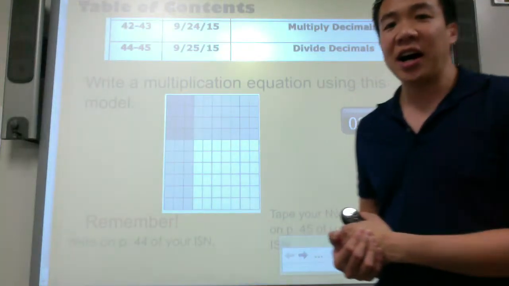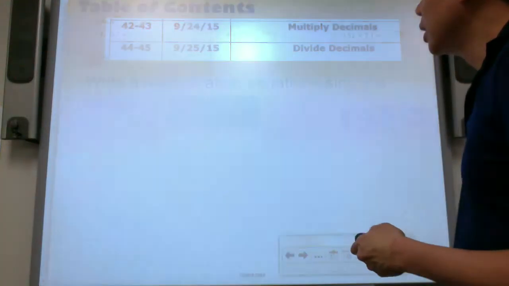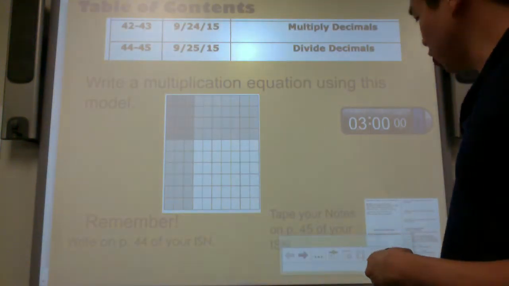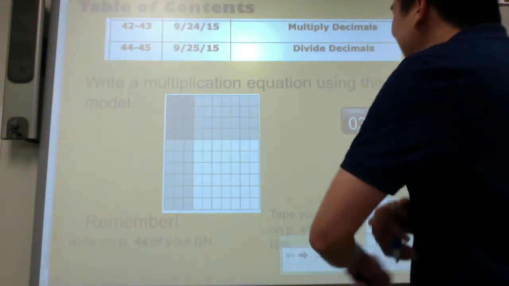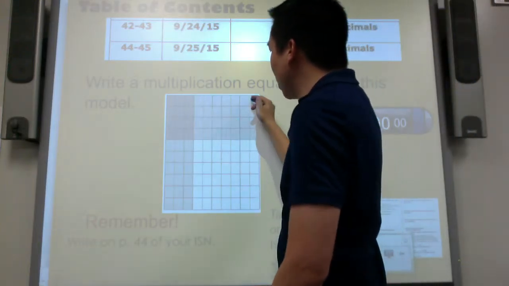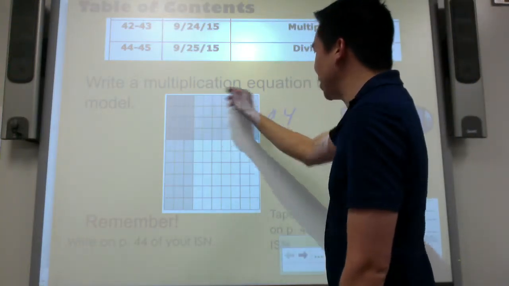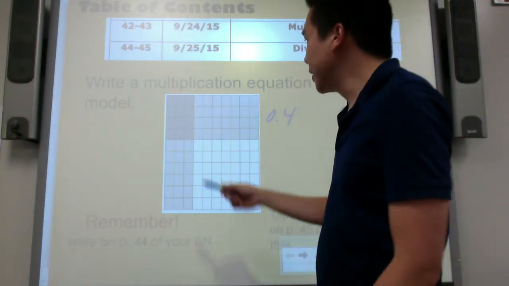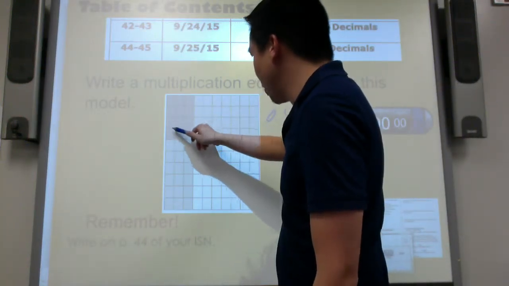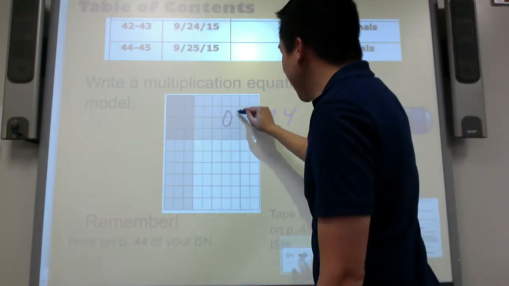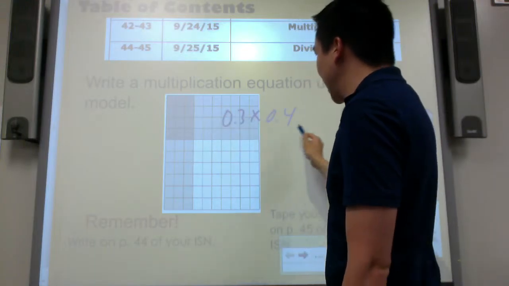About how to divide decimals. Before we do so, let's talk about this. Write a multiplication equation using this model. As you can tell, 4/10 of it is shaded. Out of this 4/10, 3/10 of it is double shaded. So 3/10 of the 4/10 are shaded.